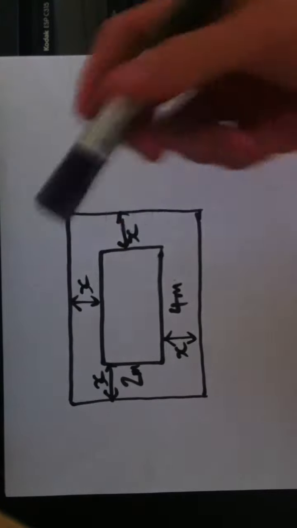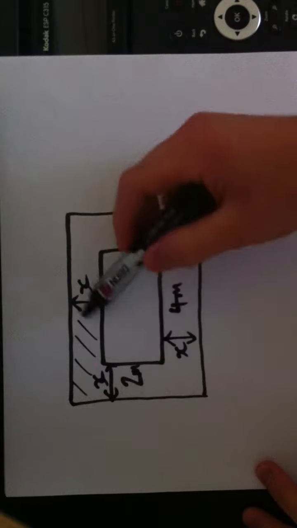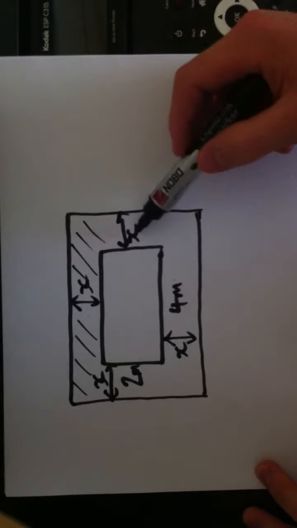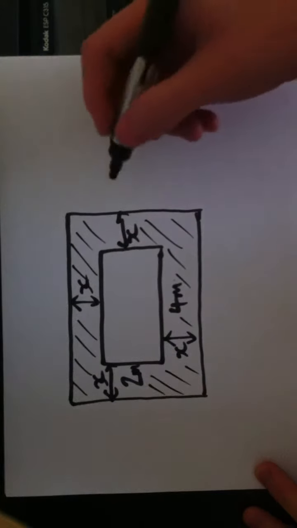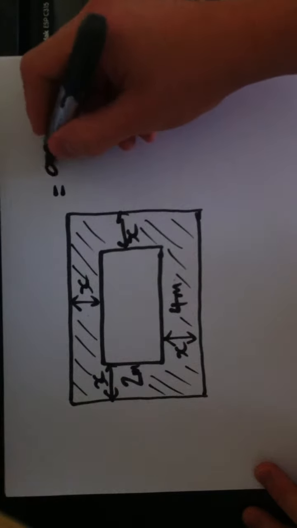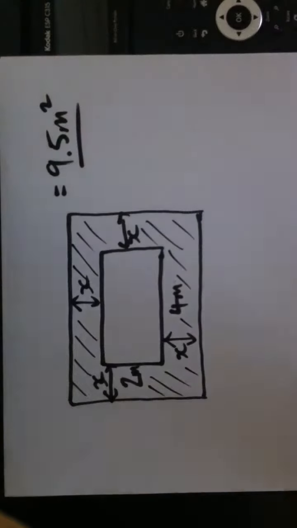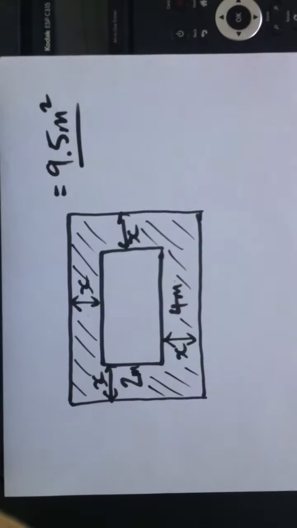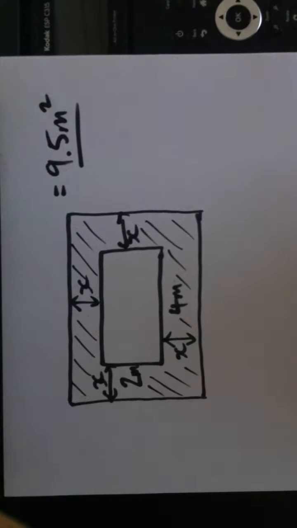But then, rather than laying the shape out like that in the middle, the rest of the question stated that this area here was equal to 9.5 meters. Check that. That's the question, yeah? That's what I'm going to do.